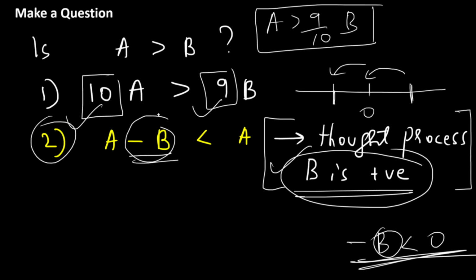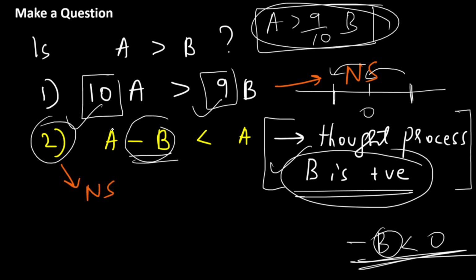Now, using statement 1 alone, clearly it is not sufficient because we can just find that A is greater than 9 by 10B. We don't know whether A is greater than B or not, right? So you can create a scenario where A is greater than B, and you can create a scenario where A is not greater than B, keeping A greater than 9 by 10B always true. We have already seen the same thing in the previous question also. So statement 1 alone is not sufficient, and statement 2 alone is also not sufficient, because using statement 2 alone, you will just get that B is a positive value. You won't get a comparative analysis between A and B.